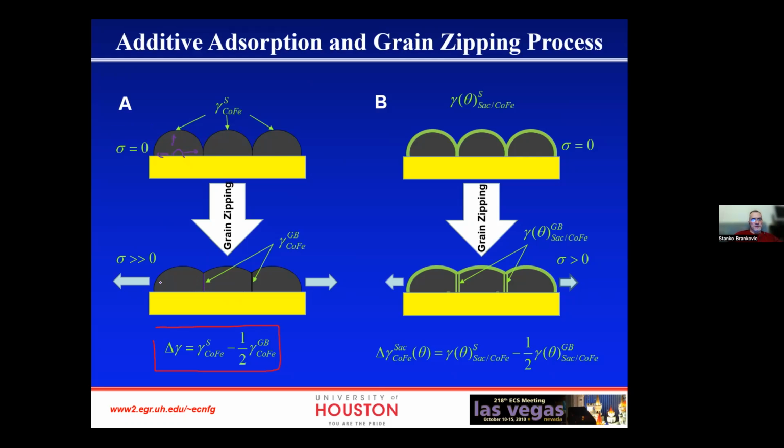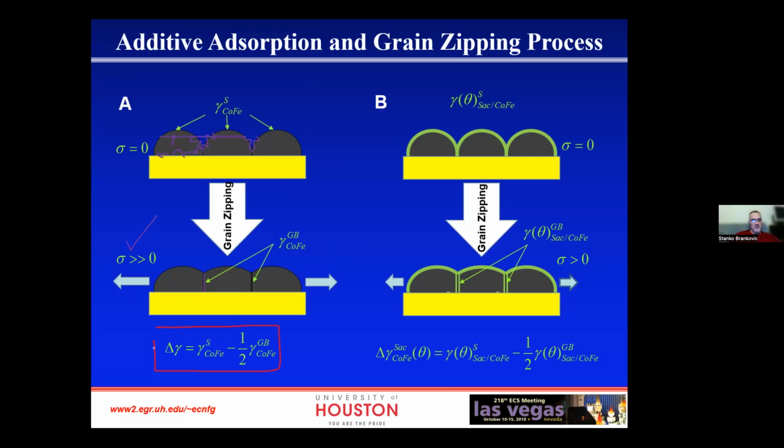But due to the necessity to strain the grains in order to form this grain boundary and basically cancel these surfaces here, the grain becomes strained, and as they're strained, it means the whole film is in tensile stress, which is always larger than zero.